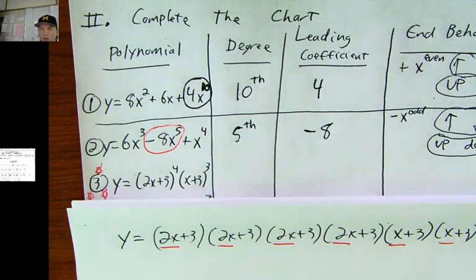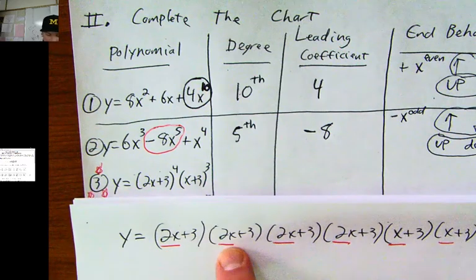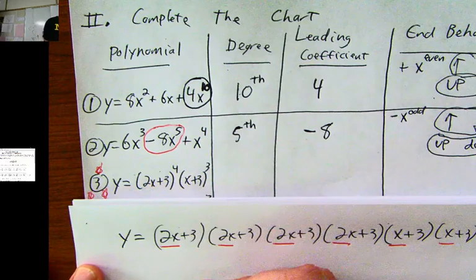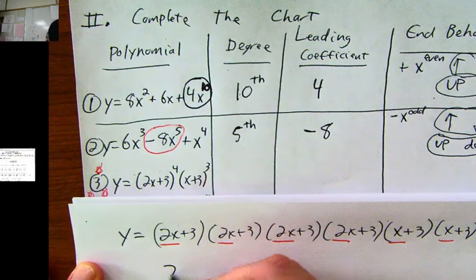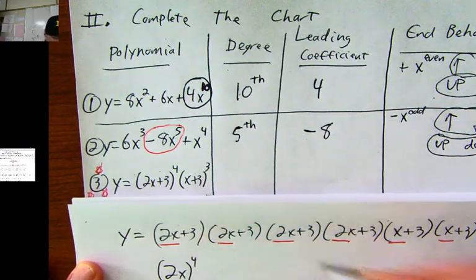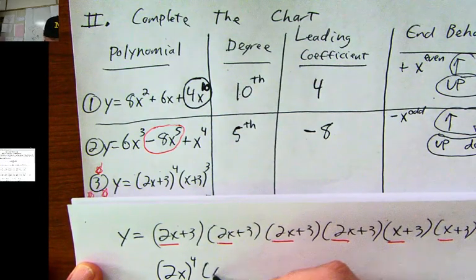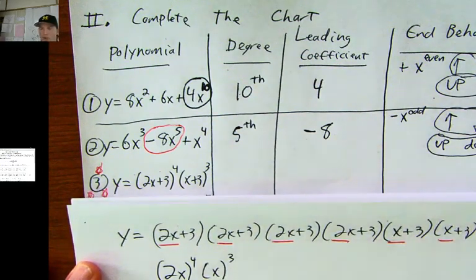Now, I don't normally write all of this out. I just think of it this way, that the 2x, or this leading coefficient here, this little leading coefficient, the 2x is being raised to the 4th power, and then the leading coefficient for these three, the single x, is being raised to the 3rd power.